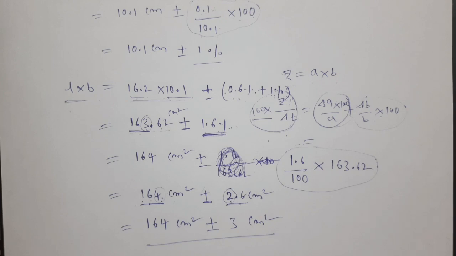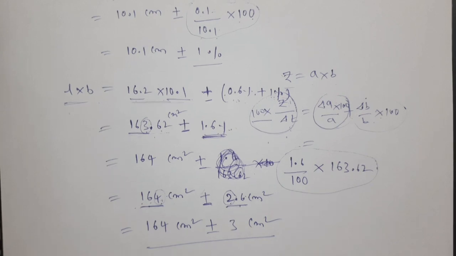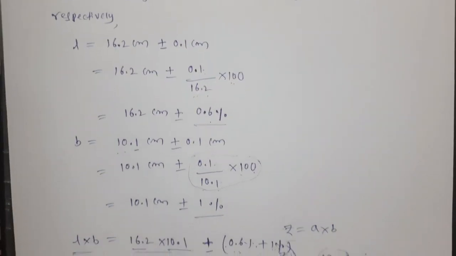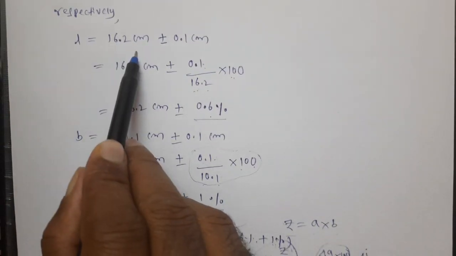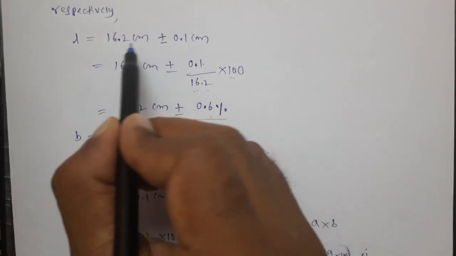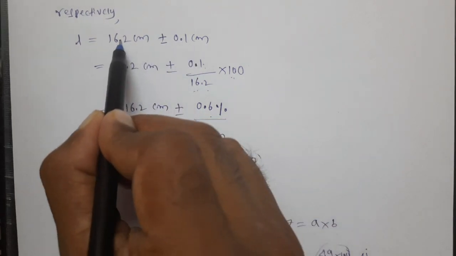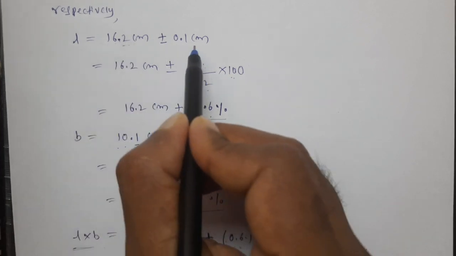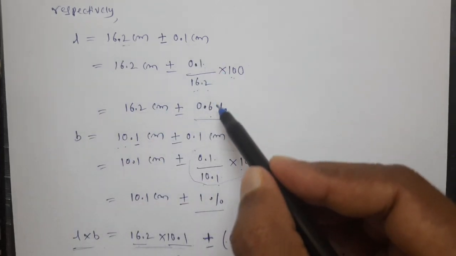Simply, what do we do whenever the values are given like this? So if 16.2 is given and the error is not given, what do we do? Plus or minus 0.1 centimeter. That means this is the uncertain digit, right? So we take 0.1. Here we are converting into the percentage of error.